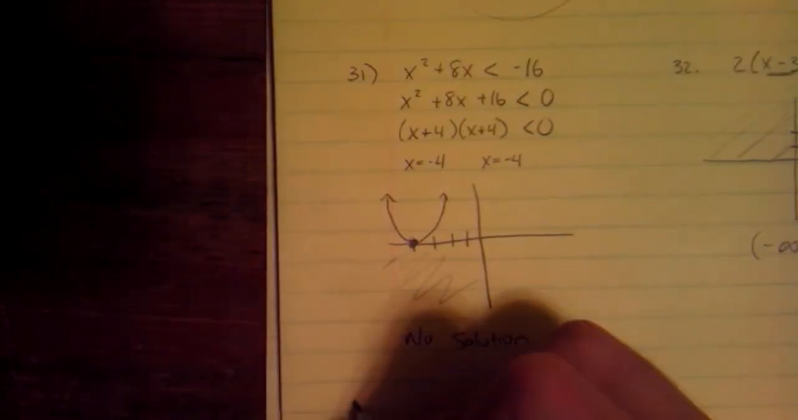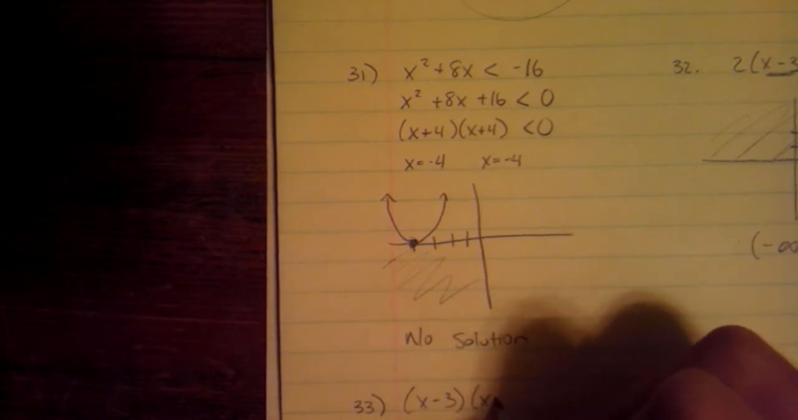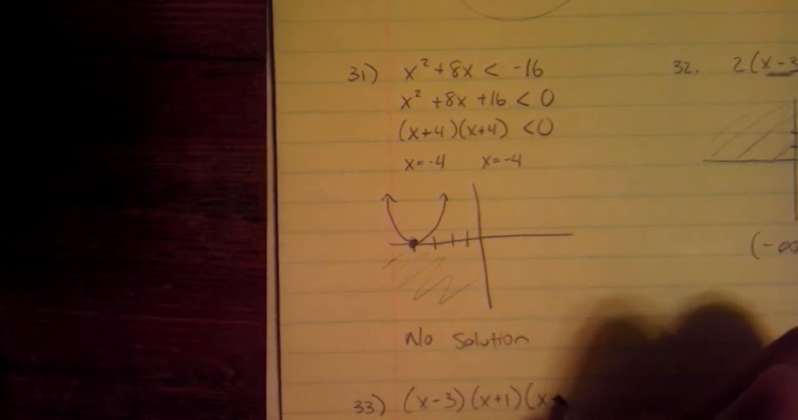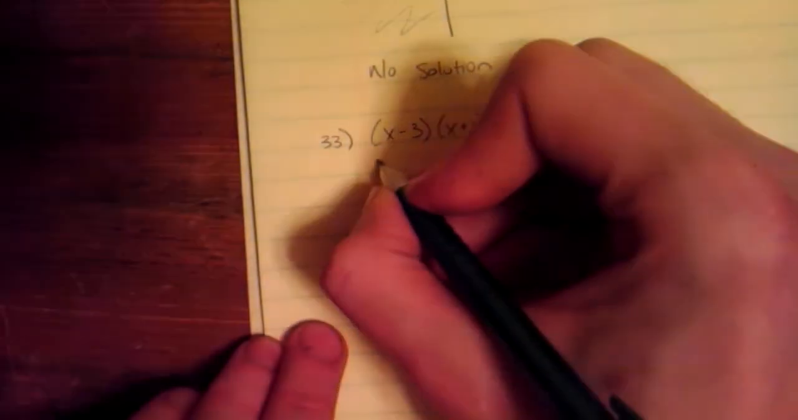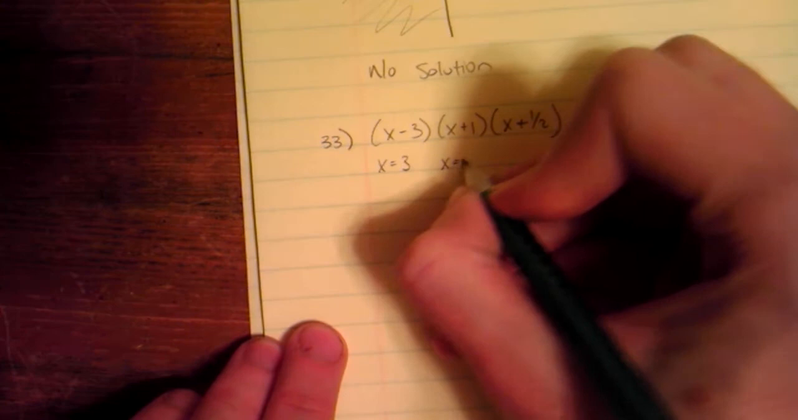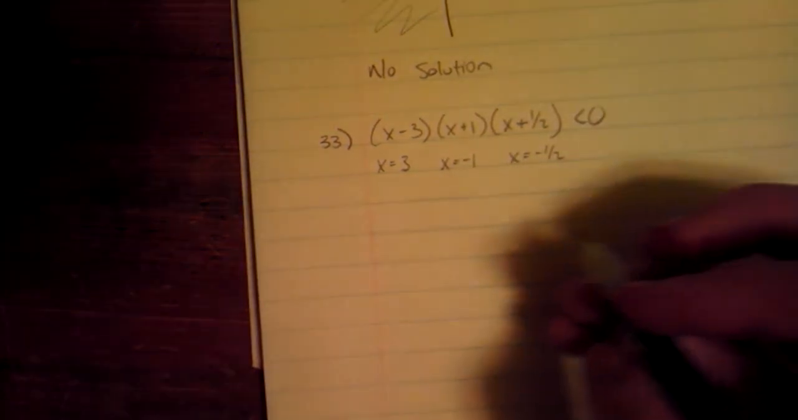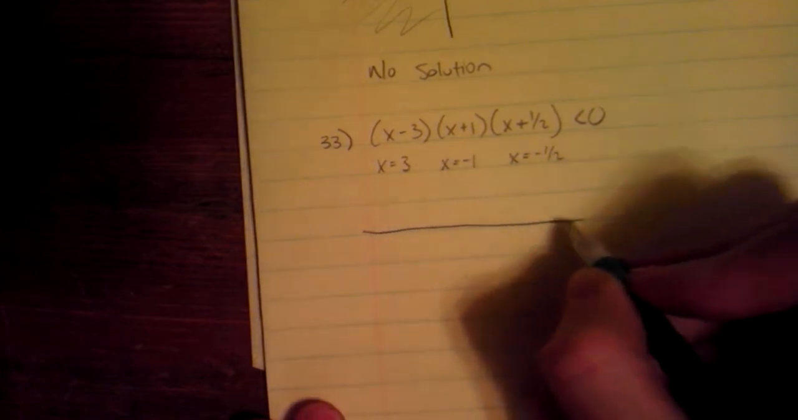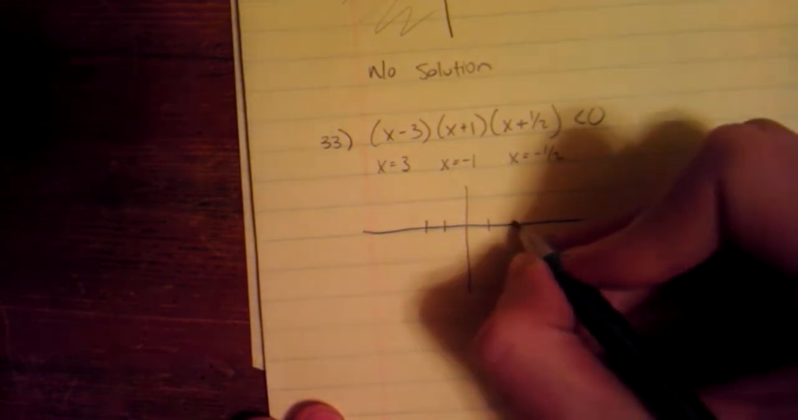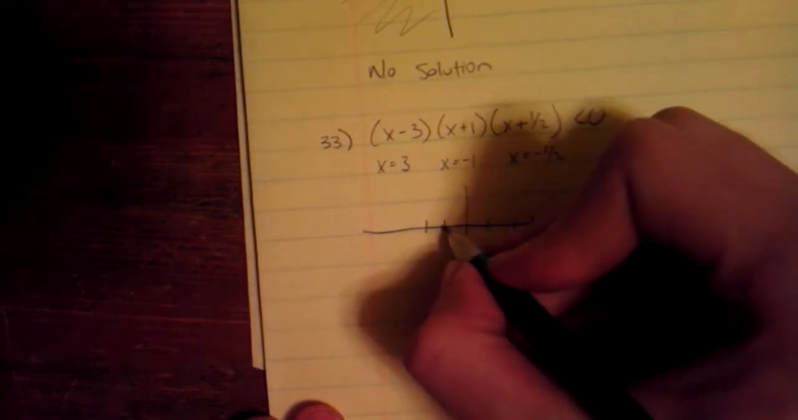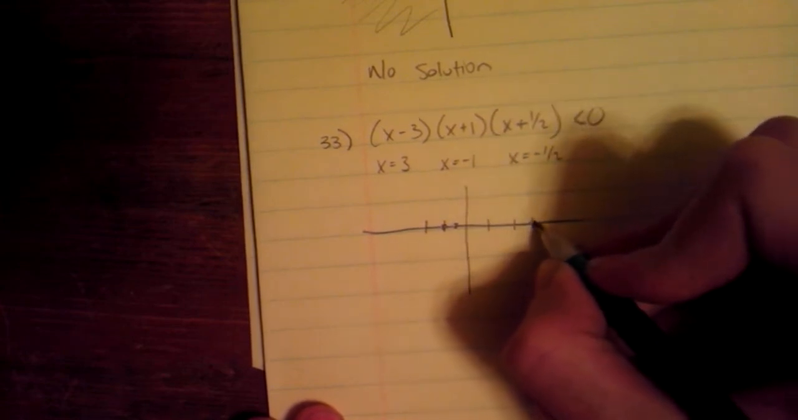And then finally, 33. We have x minus 3, x plus 1 and x plus 1/2 is less than 0. So x would be 3, -1, and -1/2. Okay, so they had this one factored for us already, which is nice. So we have one at -1, one at -1/2, and one at 3.